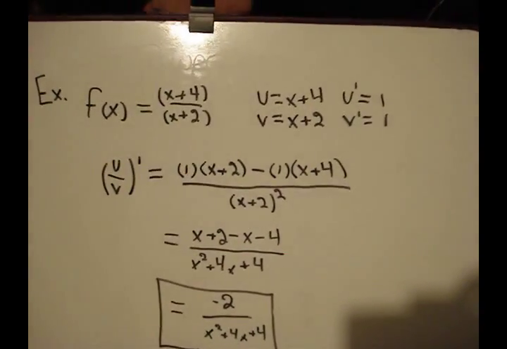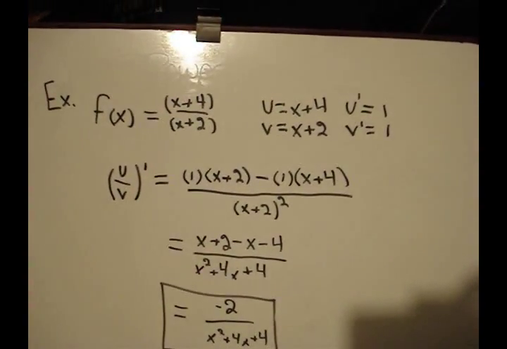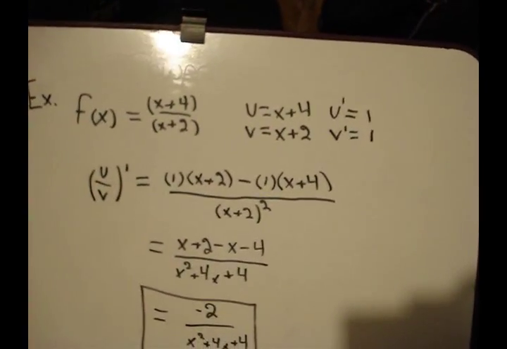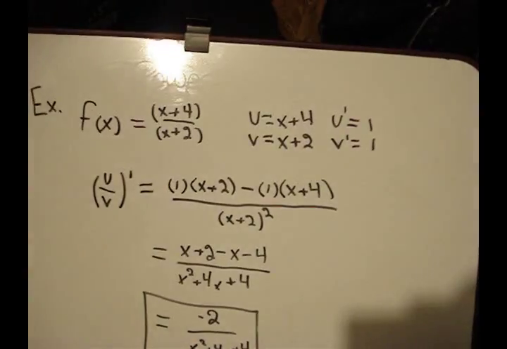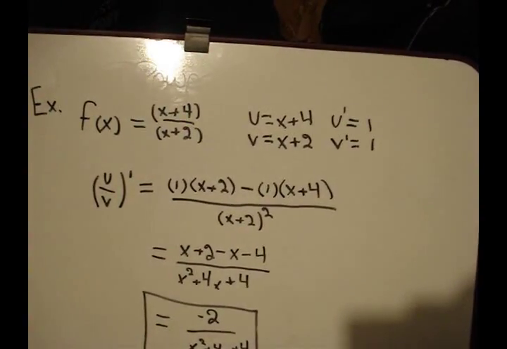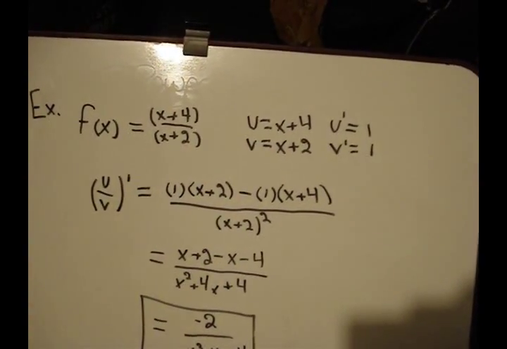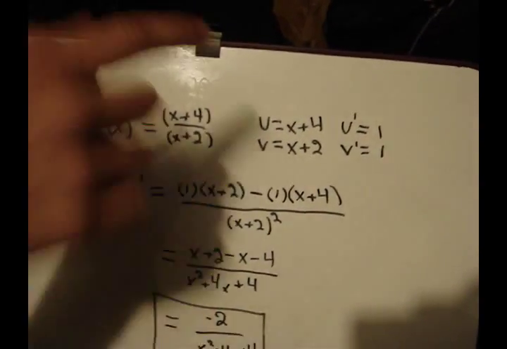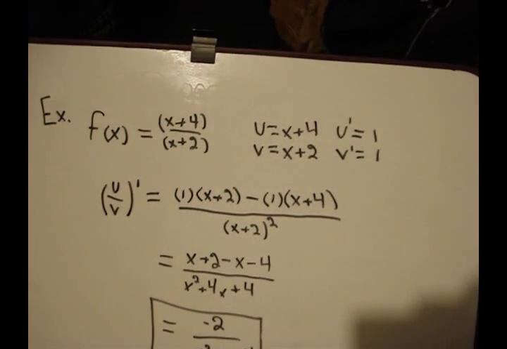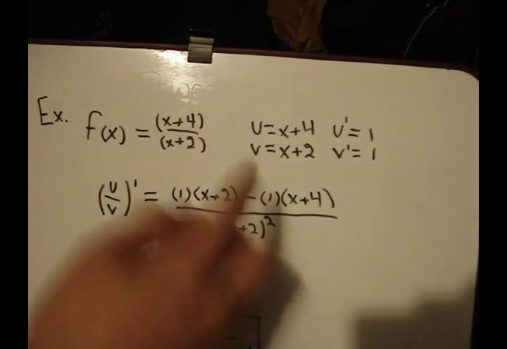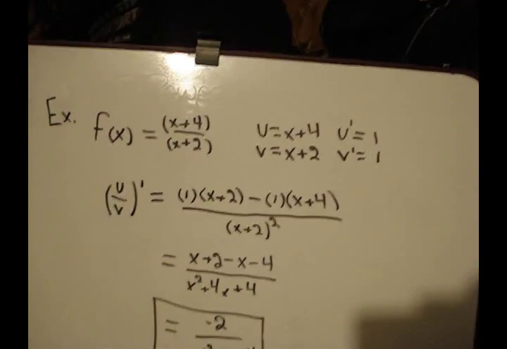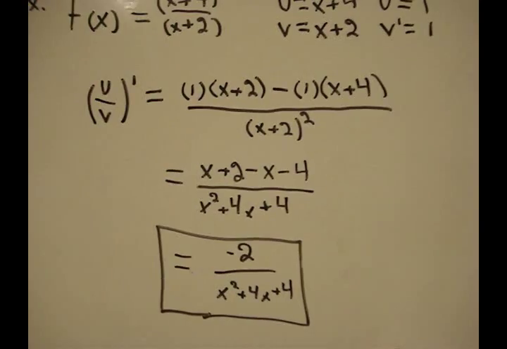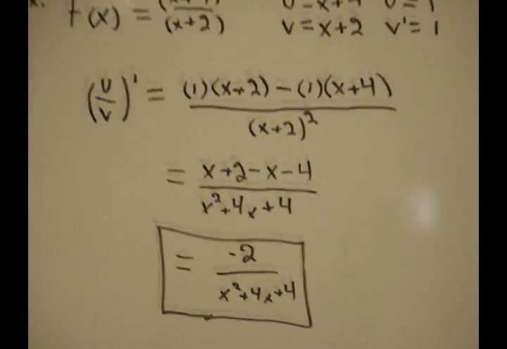For example, let's use x plus 4 over x plus 2. According to the quotient rule, this would come out as 1, which is u prime, times x plus 2, which is v, minus 1 again, which is v prime, times x plus 4, which is u, all over x plus 2, which is v, squared. Once you multiply everything out and simplify everything, you should get negative 2 over x squared plus 4x plus 4.